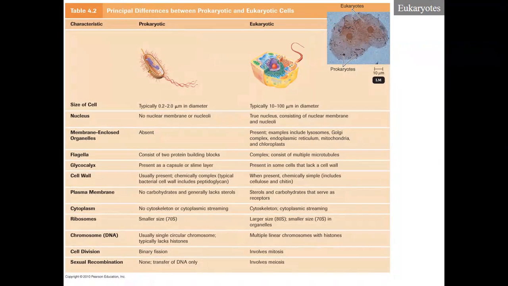The plasma membrane, it's present. In prokaryotes it's a little simpler, usually no carbohydrates, but it does have proteins in it. And usually it lacks sterols. And then in the eukaryotic cell, the plasma membrane has sterols and carbohydrates.